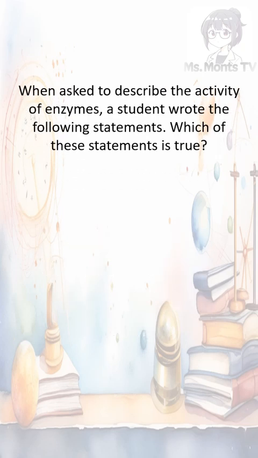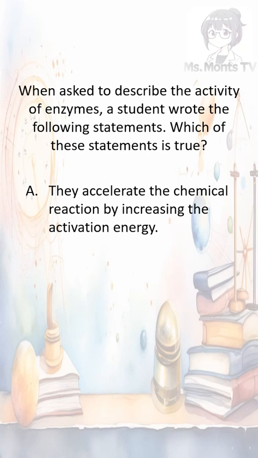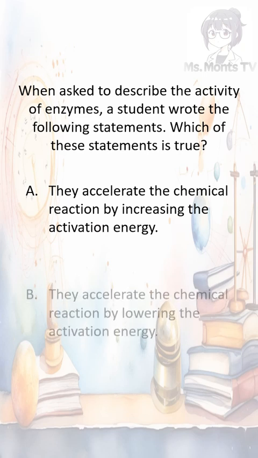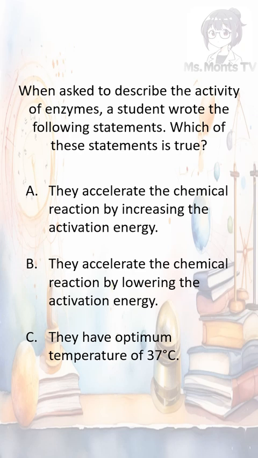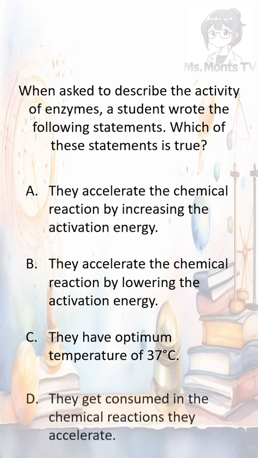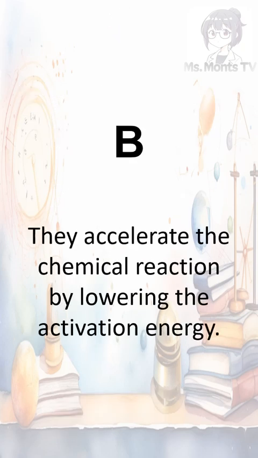When asked to describe the activity of enzymes, a student wrote the following statements. Which of these statements is true? A. They accelerate the chemical reaction by increasing the activation energy. B. They accelerate the chemical reaction by lowering the activation energy. C. They have an optimum temperature of 37 degrees Celsius. D. They get consumed in the chemical reactions they accelerate. B. They accelerate the chemical reaction by lowering the activation energy.